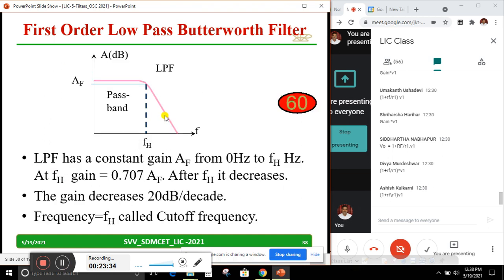Yeah, this is the same thing we have discussed. A low pass filter has a constant gain AF from 0 Hz to FH Hz. At FH it will become 0.707 AF. We have discussed just now. After FH it will start decreasing. Why also we have discussed. And the gain decrease will be how much? It's 20 dB per decade because it is first order. Frequency FH is called the cutoff frequency. Just copy down 1 or 2 points from this slide. I will wait.